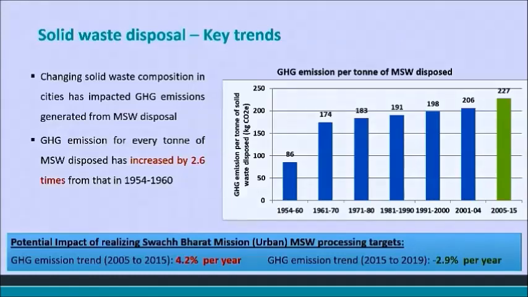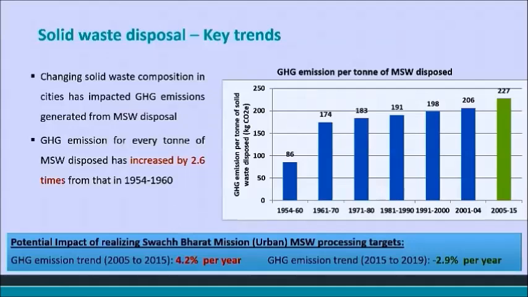Yeah, in terms of solid waste, one interesting observation that we got out of the analysis was that when you're computing emissions, you have to go back to a period 50 years before the starting point. So we had to estimate emissions right from the 1950s. And one interesting point that came out is based on the changing waste composition in India across cities. That has impacted the emissions that are generated by every ton of solid waste. That's increased by around 2.6 times. So that presents a challenge and an opportunity as well.